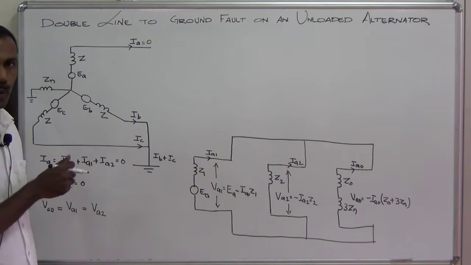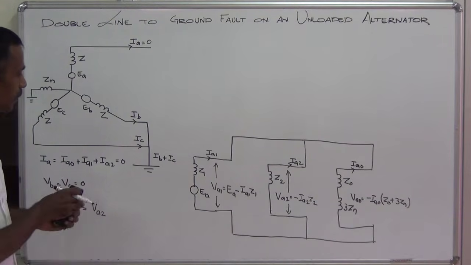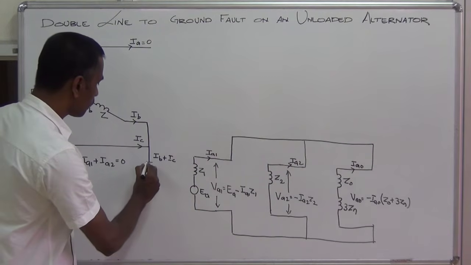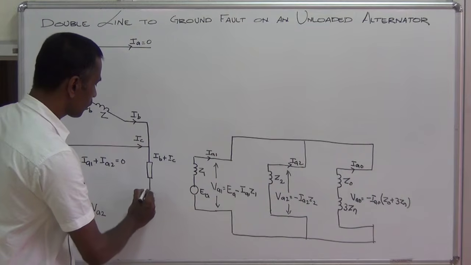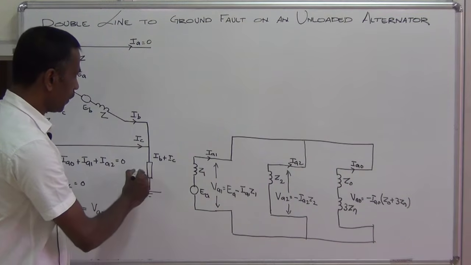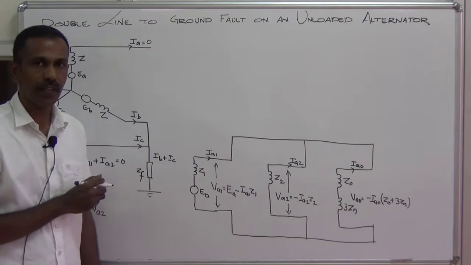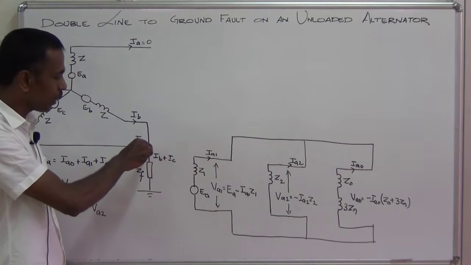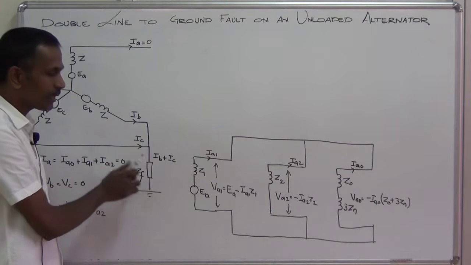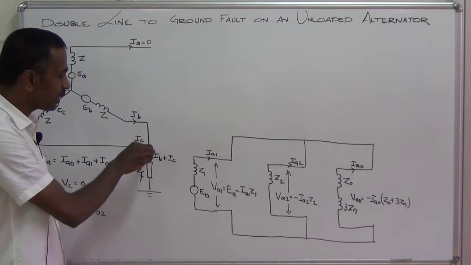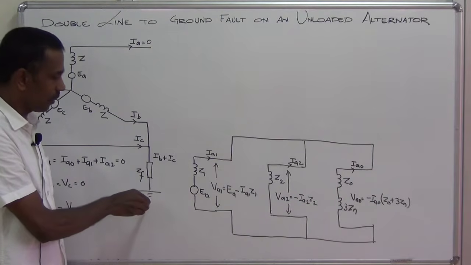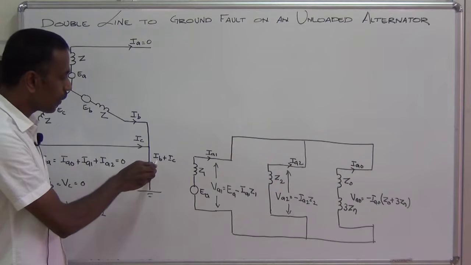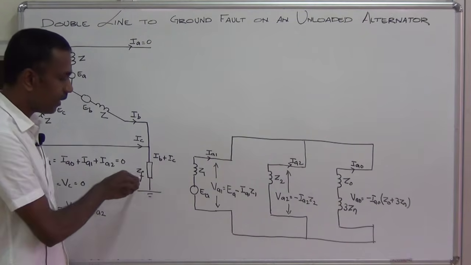Now let us add one more step to this fault analysis. Suppose the fault occurs through an impedance ZF. Now we have a fault impedance of ZF. Now the potential at this point, VB equals VC, equals the drop across this impedance. The potential at this point with respect to ground is the voltage drop across this impedance. This is equal to IB plus IC into ZF.